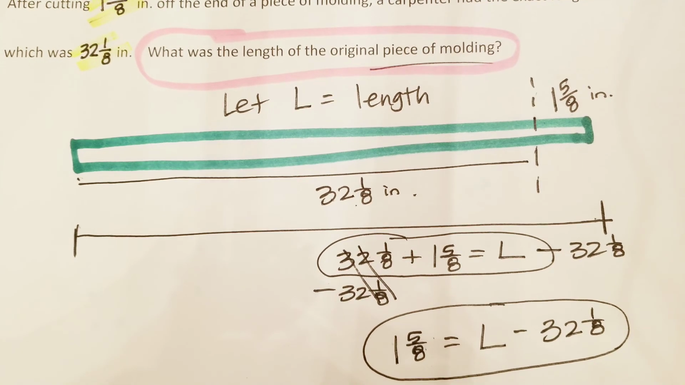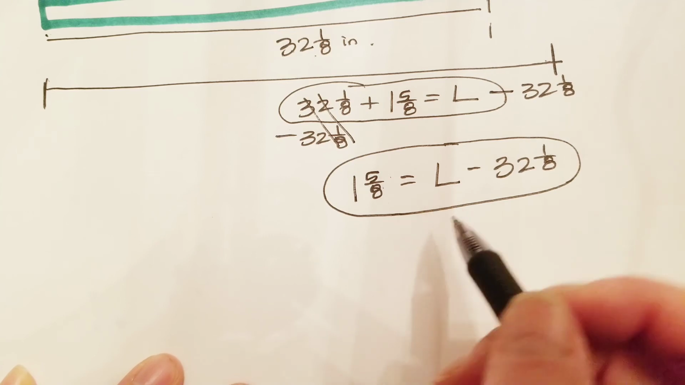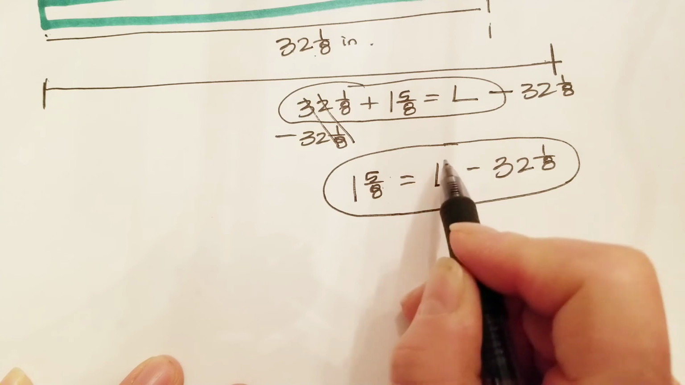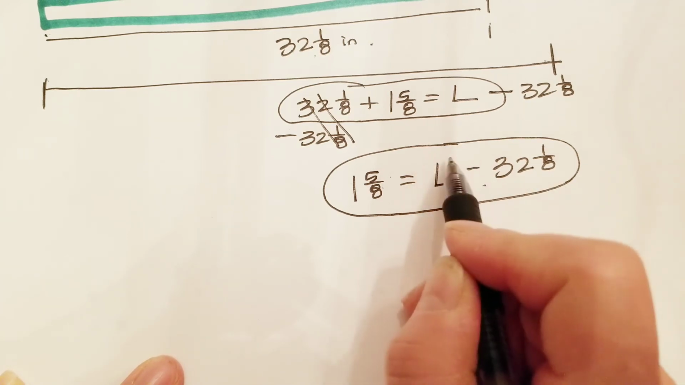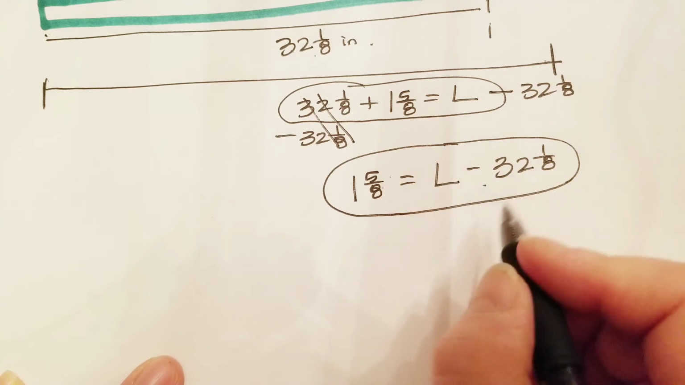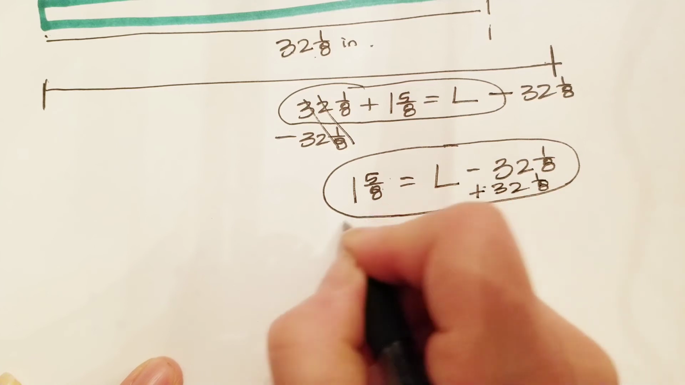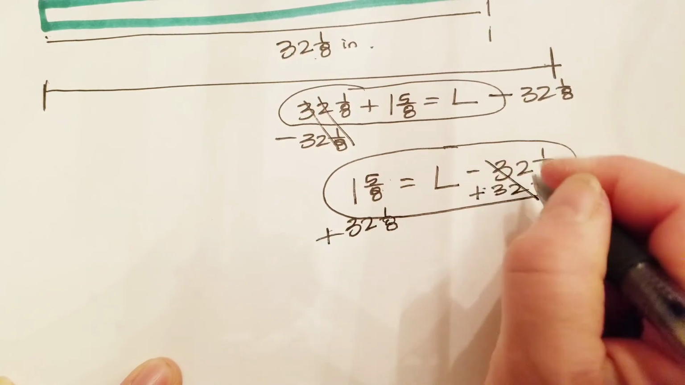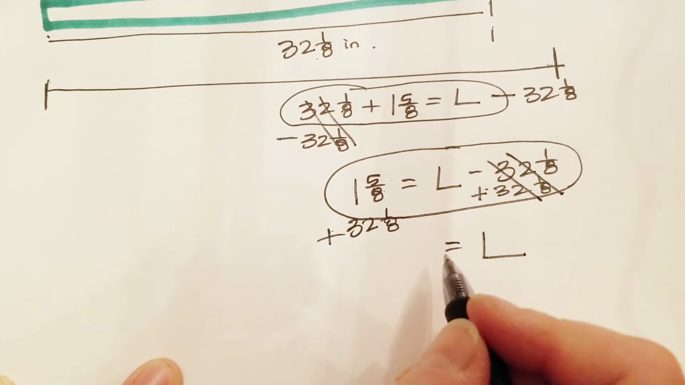And then next they want us to solve it. So to solve for L, I need to get rid of negative 32 1/8 because I need to isolate L, or get L all by itself. So I'm going to add 32 1/8 to both sides. These cancel out. I'm left with L, or length, on this side.